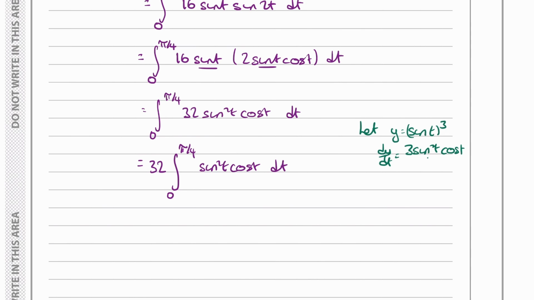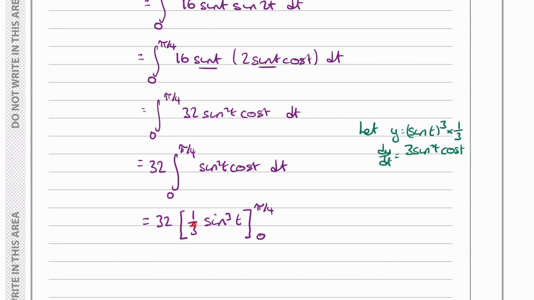So we get 3 sine squared t cos t. But what we want is one of them. So we need to scale this by dividing it by 3. So if we multiply y by 1/3, that 1/3 will cancel with this 3 to make 1. So the integral will be 32 times 1/3 of sine cubed t within the limits of pi over 4 and 0.